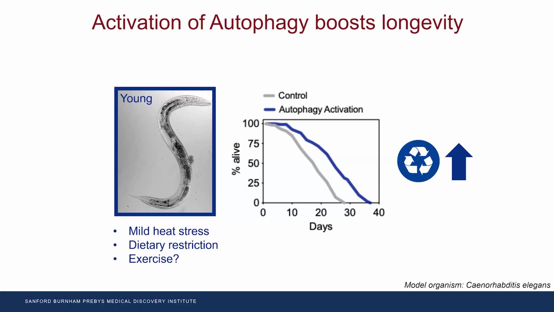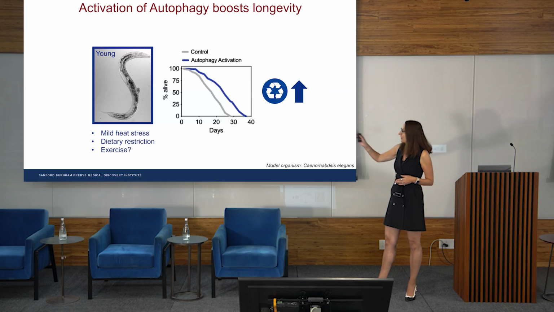So what we're trying to figure out is how can we increase and boost this process? And what we have found is that if we activate this cellular recycling process early in life when these animals are young, we can actually extend their lifespan. As you can see here from the survival curve, the ones with the activated autophagy processes in blue live longer than the control group in gray.